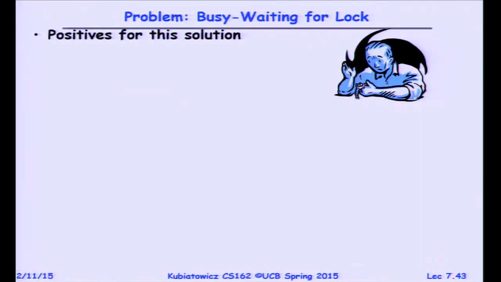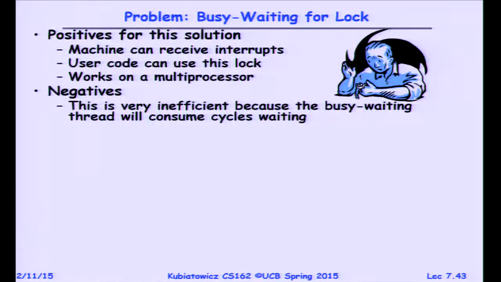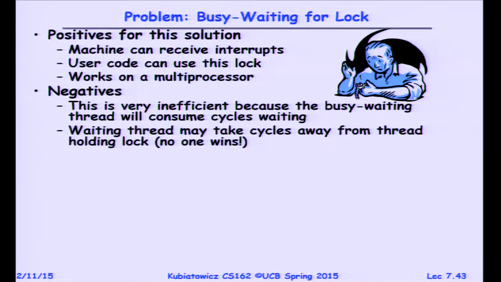And so we'll leave you with this. The positives for this solution are that the machine can receive interrupts because we never disable them, the user code can use it, and it works on a multiprocessor. Negatives are that it's very inefficient because it's busy waiting. The waiting thread may take cycles away from the thread holding the lock. Why is that? Well, because there's a thread that's just spinning there, and the thread that's got the lock, which needs to do the stuff it needs to do before storing a 0, doesn't get to go forward because there's a thread that's busy spinning. That's the essential problem with busy waiting. The one who's trying to get the lock is wasting cycles when the one who's got the lock doesn't get the cycles.